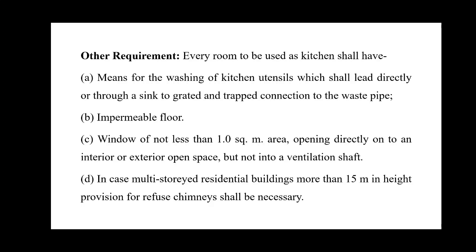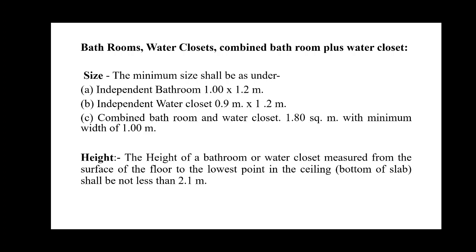The flooring should be impermeable. Windows of not less than 1 meter square area should open directly onto an interior or exterior open space, but not into a ventilation shaft. Here it should be clearly noted that the window adjacent to the gas stove should not open to a ventilating shaft. In case of a multi-story residential building more than 15 meters in height, provision of a refuse chimney shall be necessary.